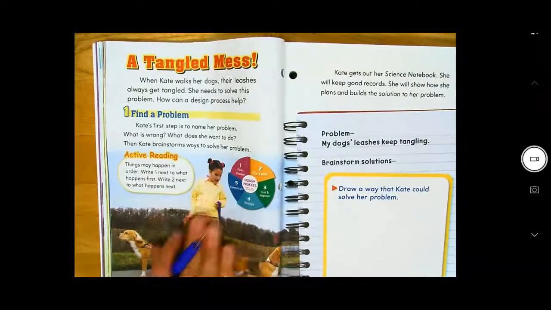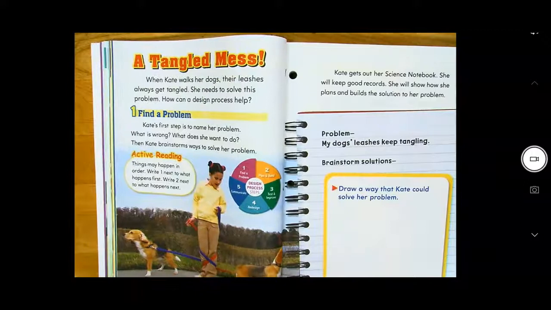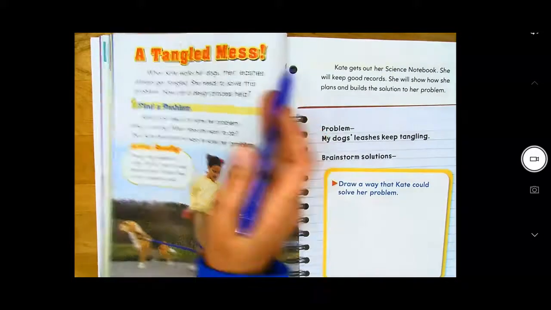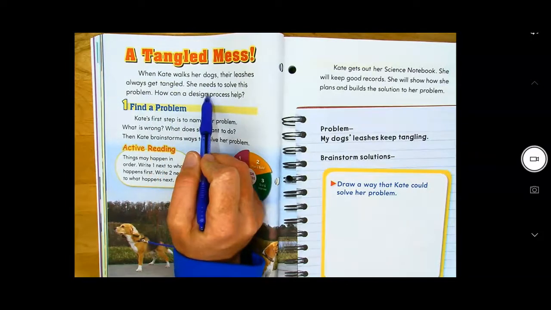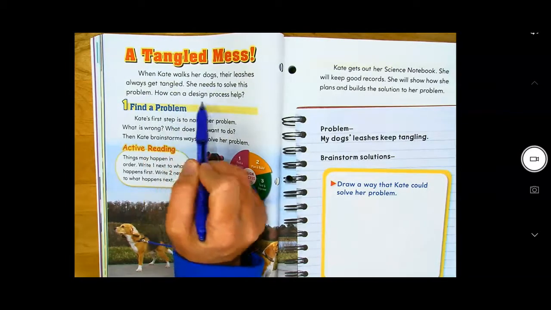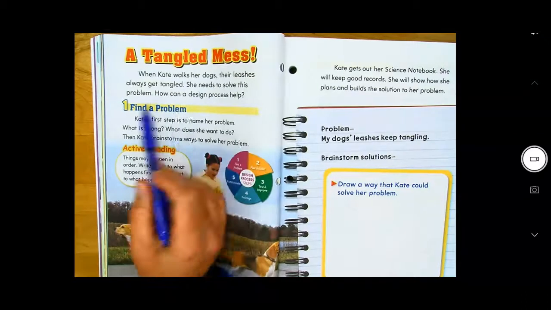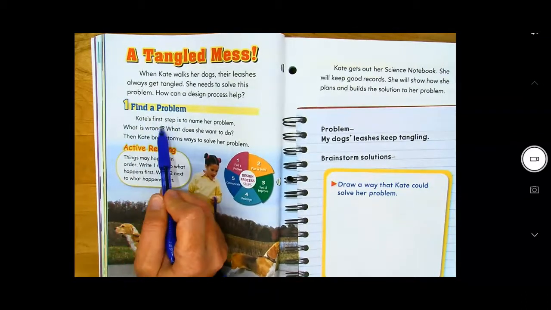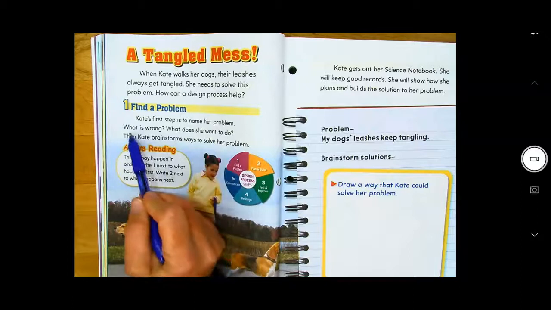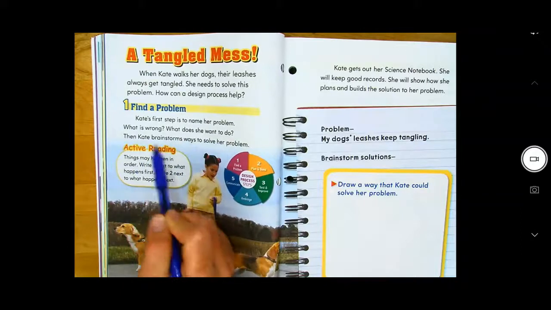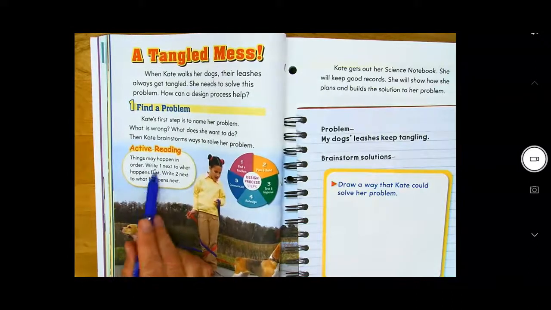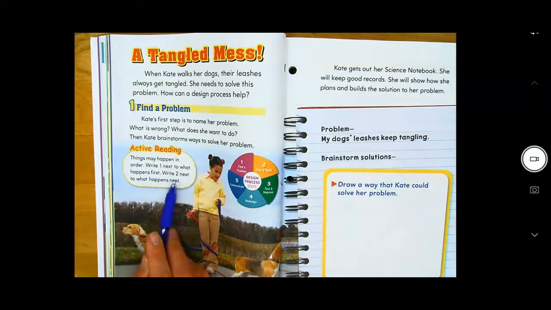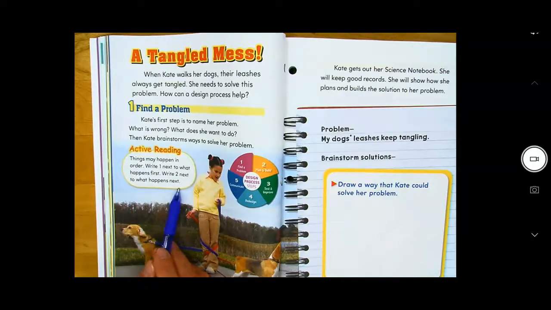A tangled mess. Okay, so we're back at the dog situation. When Kate walks her dogs, their leashes always get tangled. She needs to solve this problem. How can a design process help? Number 1, find a problem. Kate's first step is to name her problem. What is wrong? What does she need to do? Then Kate brainstorms ways to solve her problem. Things may happen in order. Write 1 next to what happens first. Write 2 next to what happens next.